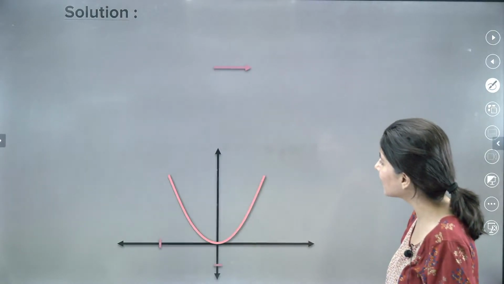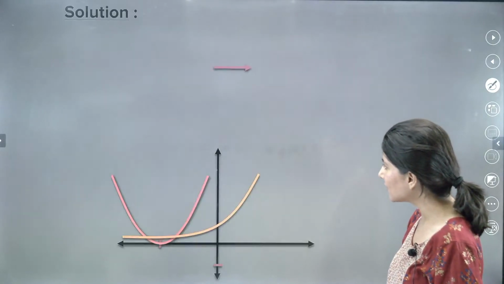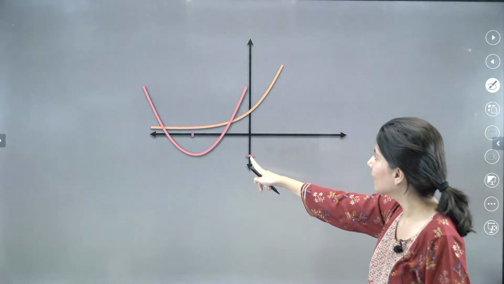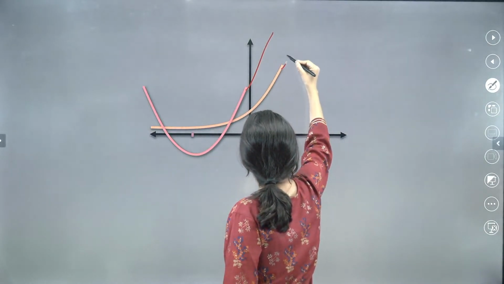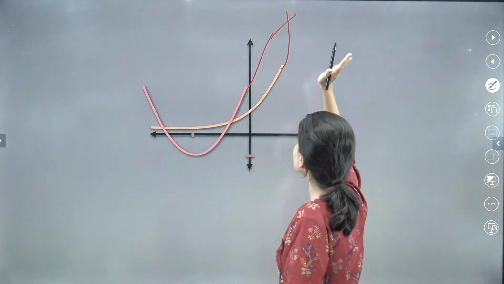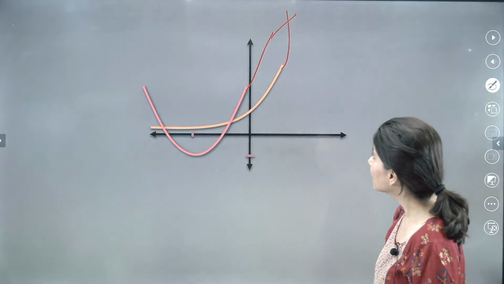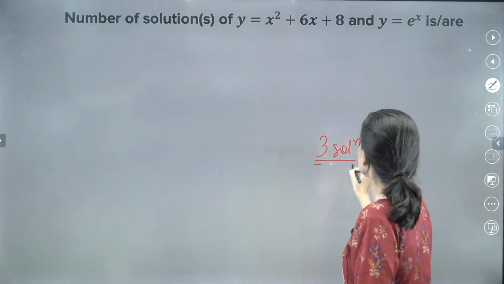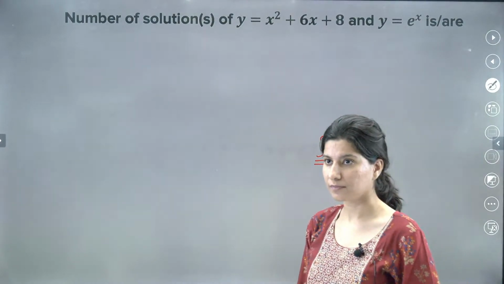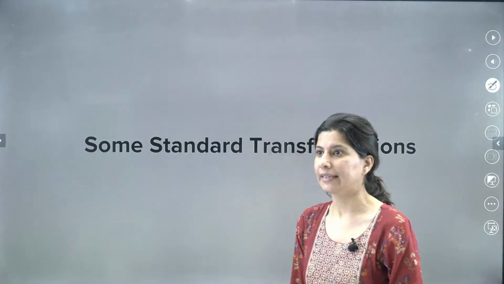I will show you the final curve also. Right. So yeah, this is your final curve. So this will be like this, and the exponential curve will cross your parabola. Okay. So how many solutions over here? 3 solutions. Okay. All right. Clear?